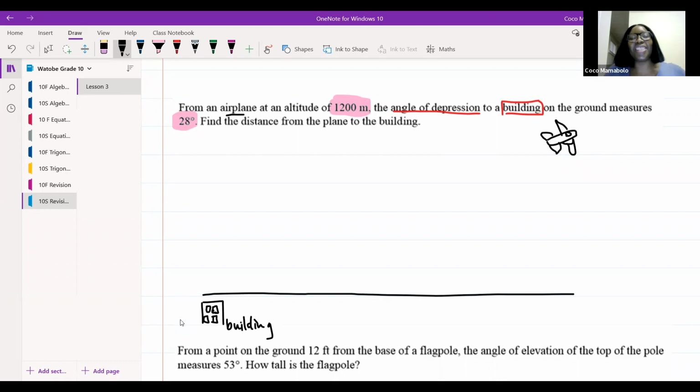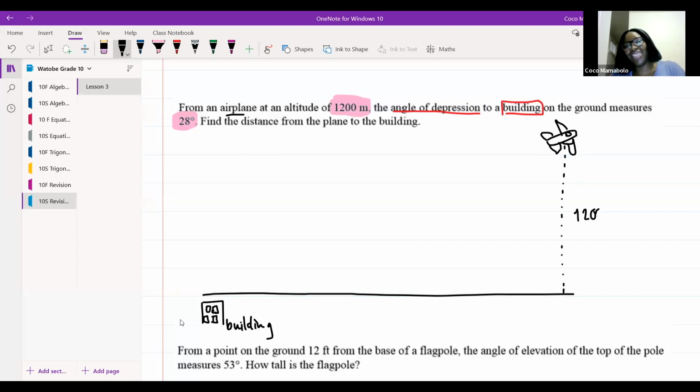Yes. All right. So from an airplane to an altitude of 1,200 meters. They're telling us that our airplane is at an altitude from the building, 1,200 meters above the ground from the building. No, Gift, it's not a rocket, it's an airplane.